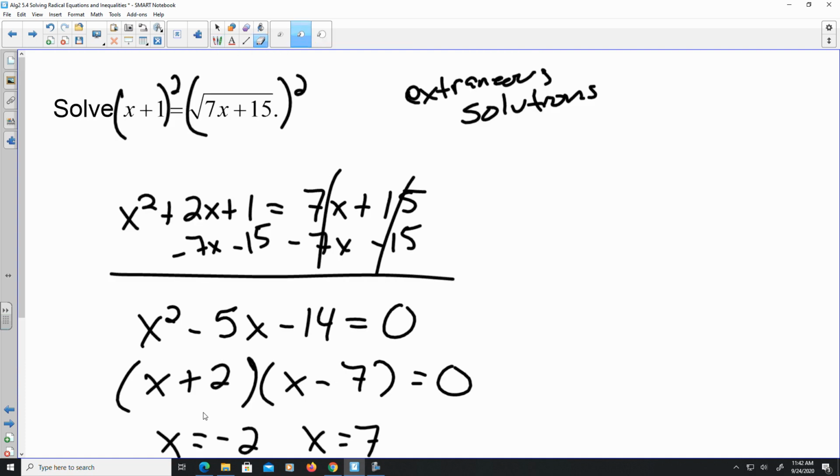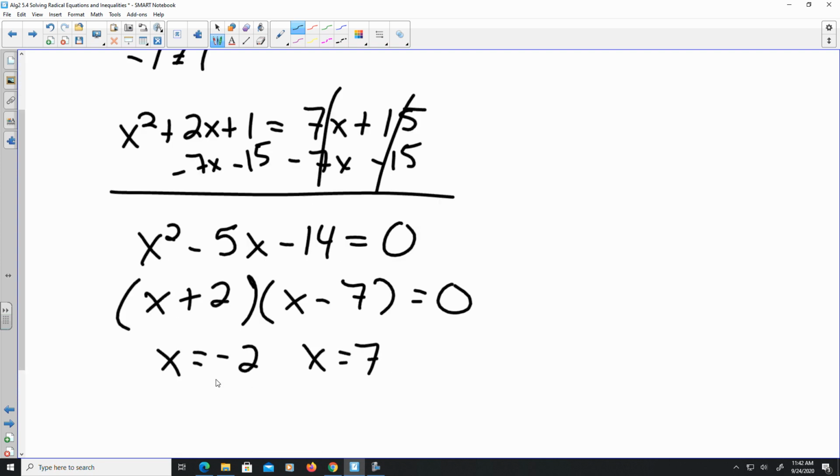So if we go back to our original problem, and let's say I put negative 2 in. Negative 2 plus 1 is negative 1. All right. And I go on the other side. 7 times negative 2 is negative 14. So I got negative 14 plus 15, which is 1. Square root of 1 is 1. Well, negative 1 doesn't equal 1. So this is an extraneous solution. So it's not going to work.